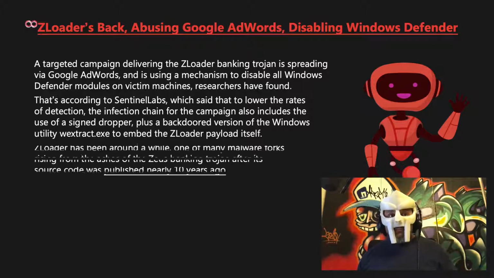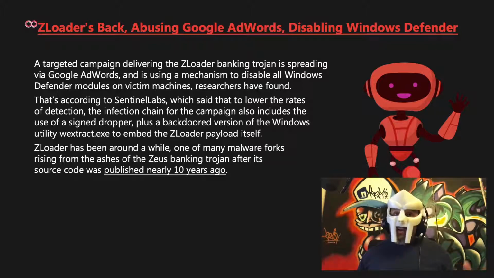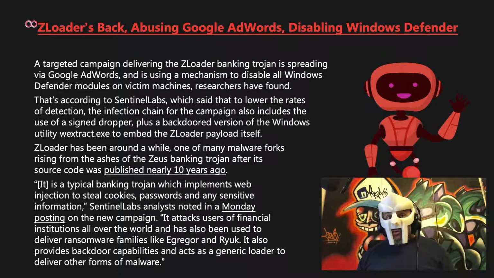payload itself. ZLoader has been around a while, one of the many malware forks rising from the ashes of the Zeus banking trojan after its source code was published nearly 10 years ago. It is a typical banking trojan which implements web injection to steal cookies, passwords, and any sensitive information, SentinelLabs analysts noted in a Monday posting on the new campaign. It attacks users of financial institutions all over the world and has also been used to deliver ransomware families like Egregor and Ryuk. It also provides backdoor capabilities and acts as a generic loader to deliver other forms of malware.